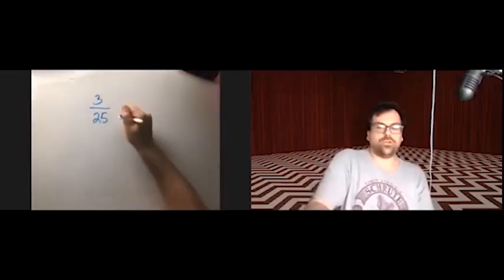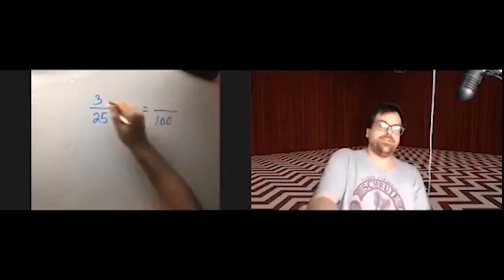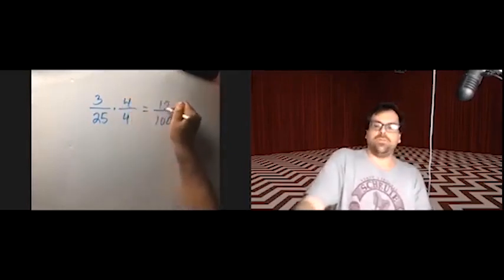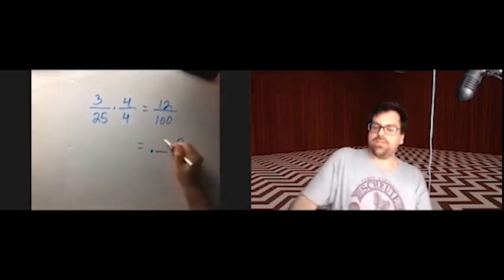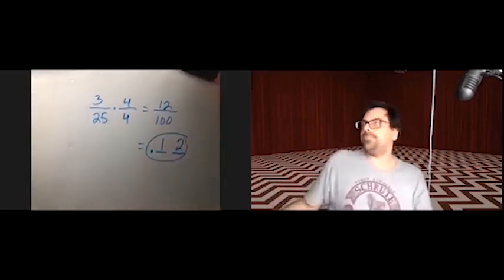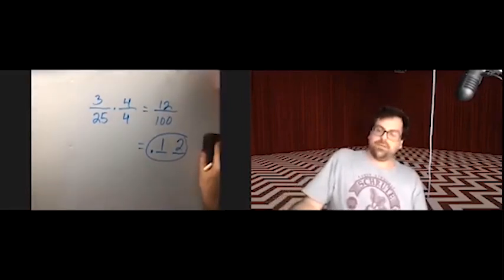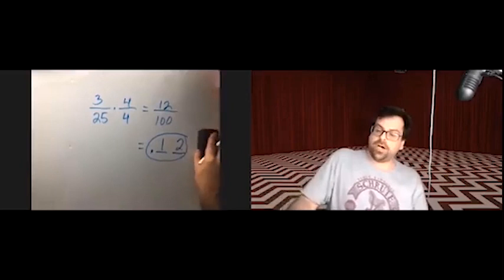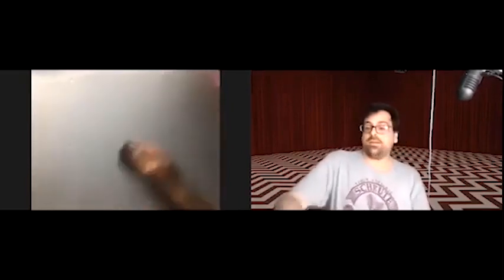3/25. We can use our trick. 25 times 4 is 100. So we do 3 times 4 is 12. 12 hundredths, tenths, hundredths, the number 12 ending in the hundredth spot. If I'm going too fast, feel free to pause, catch up, and try it to see if you're right.